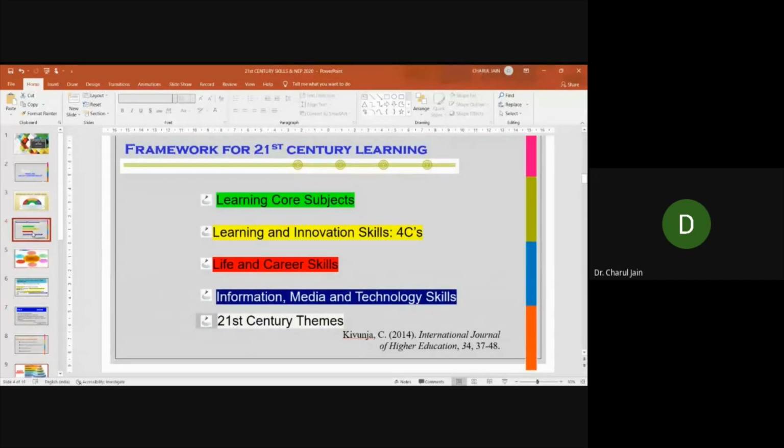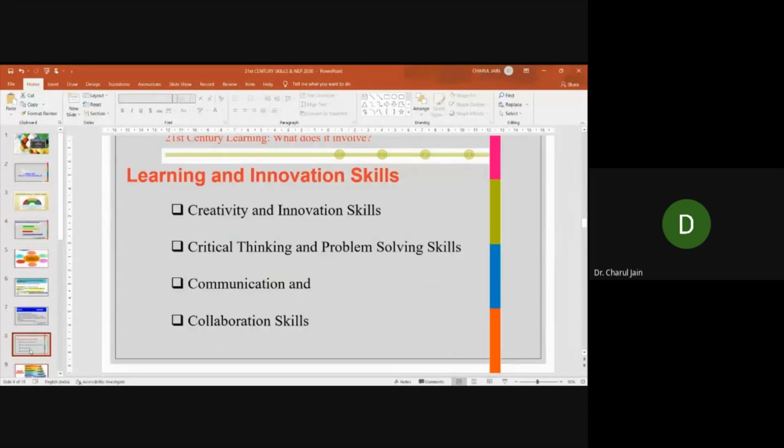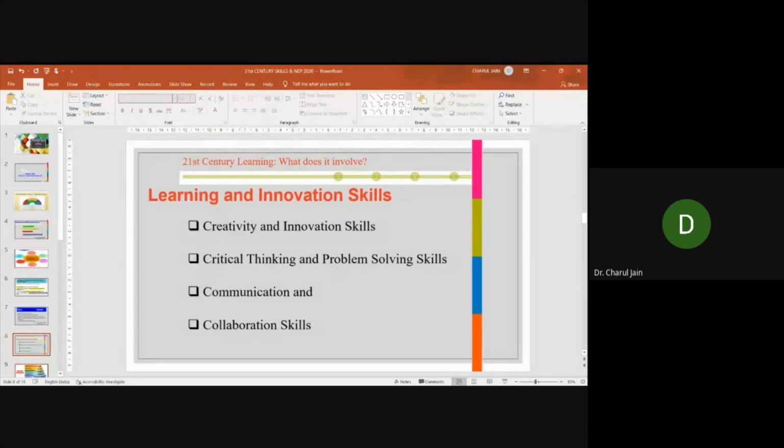Core subjects, we are already doing. We have to make them ready for learning and innovation skills. We have to make them ready for career and life skills. And we also have to make them ready for tapping information through media and technology using digital learning resources. Now, one of the very important places where English language teachers come in is learning and innovation skills.